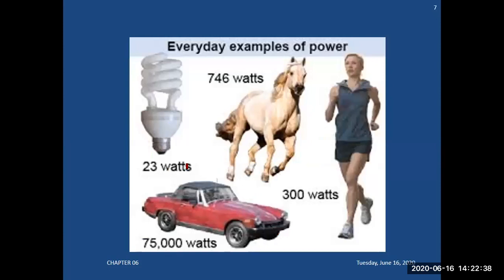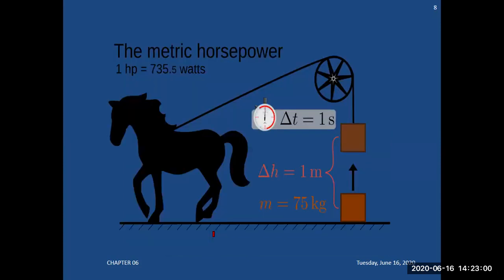Work uses energy. Everyday examples of power: energy is consumed by a bulb, which has some power. A horse or a person running uses some amount of energy per unit time, doing work per unit time. That is the power. And the same is the case of a car running. So here are the examples.